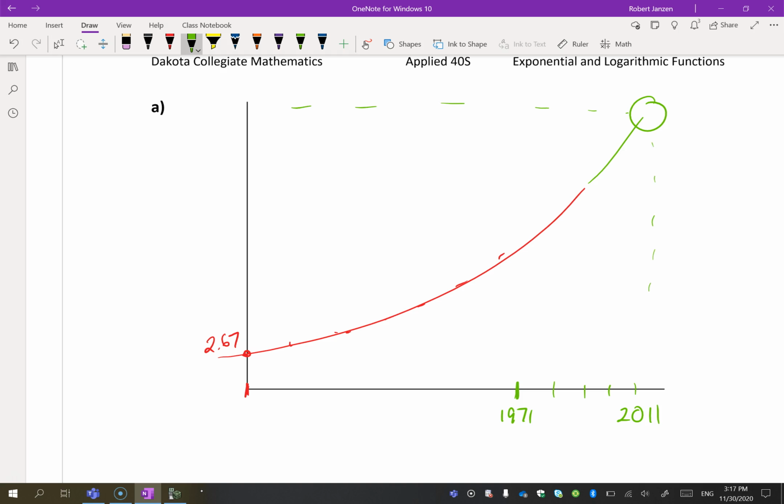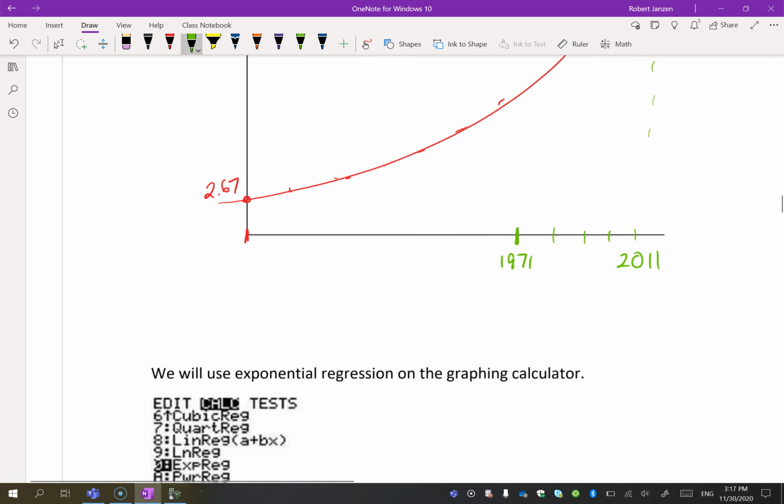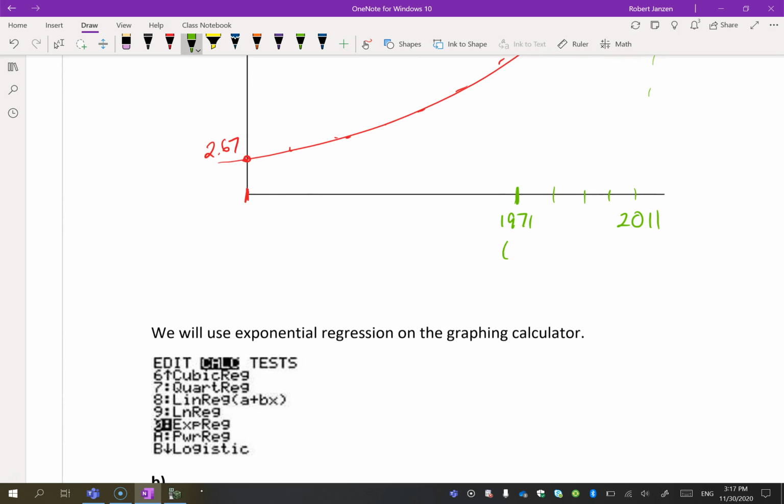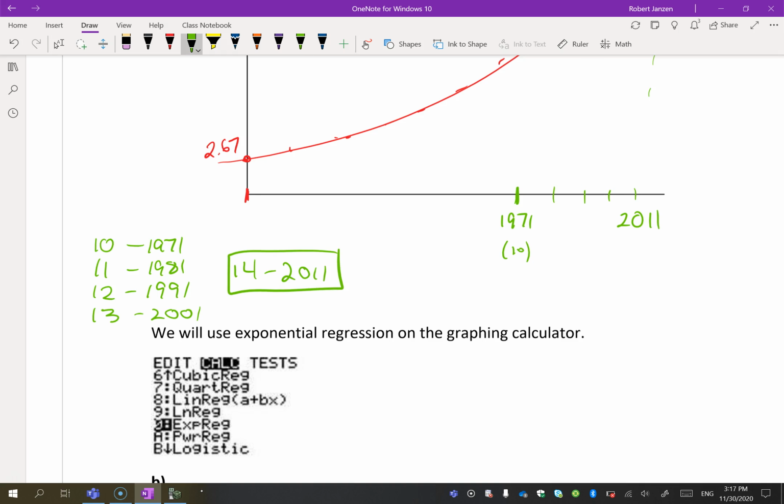How are we going to figure that out? Let's quickly remember that this is our 10th entry, and we should think about that a little bit. If our 10th entry is 1971, our 11th entry would be 1981, our 12th entry would be 1991, the 13th would be 2001, and the 14th entry would be 2011. So this is the one we're looking for.